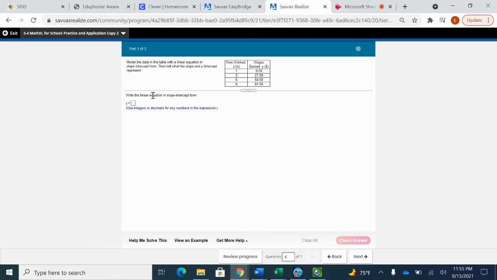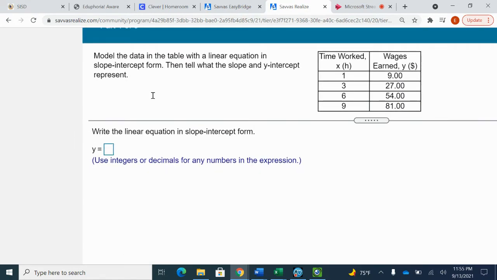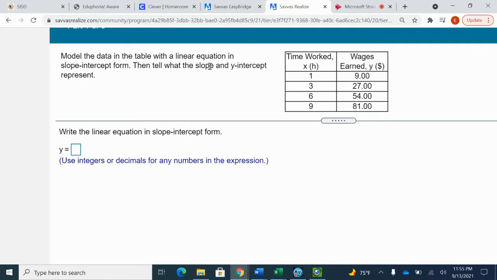Problem number 5. Here it says model the data in the table with the linear equation. So they're already telling me it's linear, so I know I'm going to have either y equals mx plus b or a point slope. Then tell what the slope and y-intercept represent. So looking at here, what is the equation in slope-intercept? Well, we just did this.